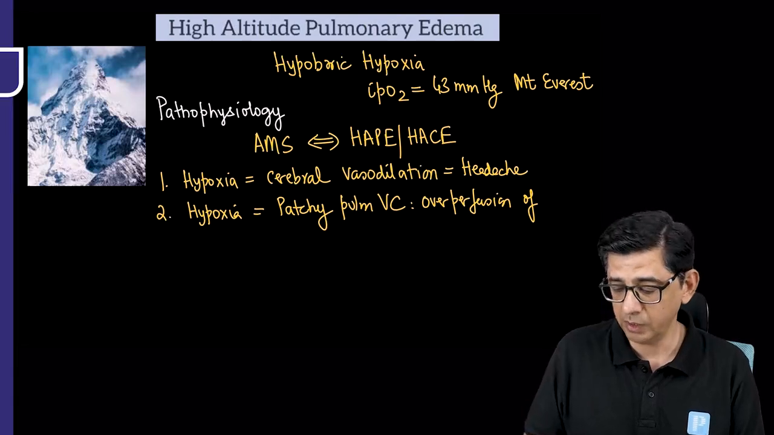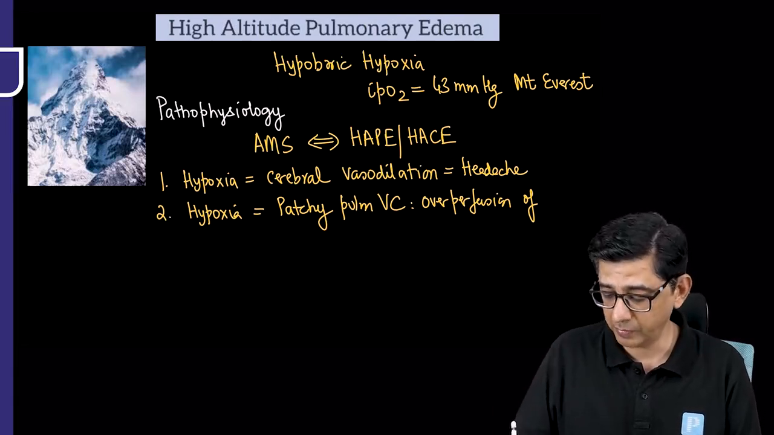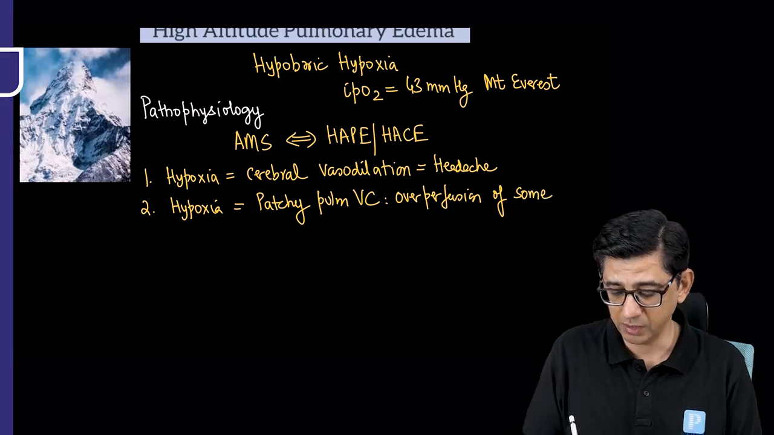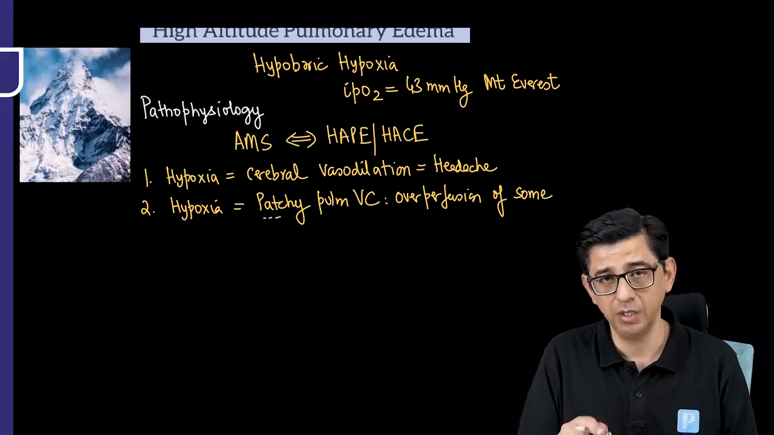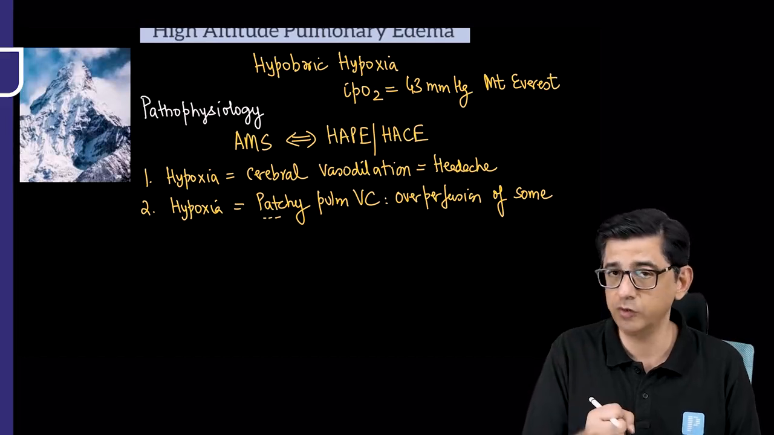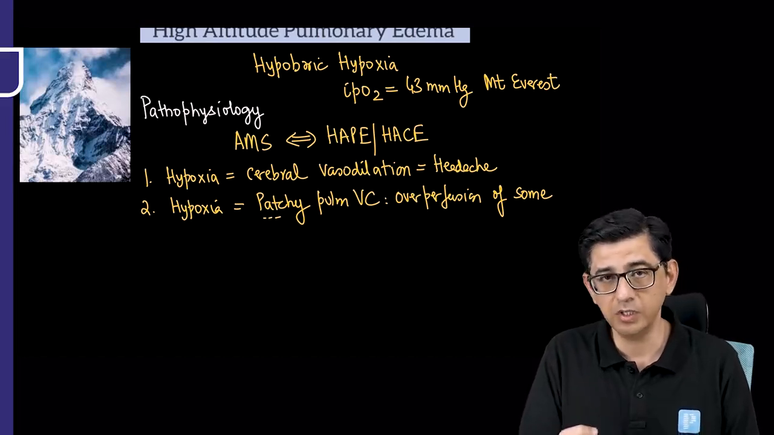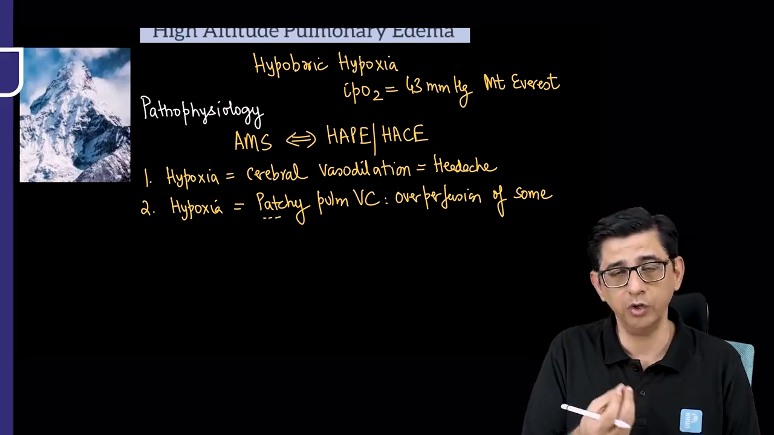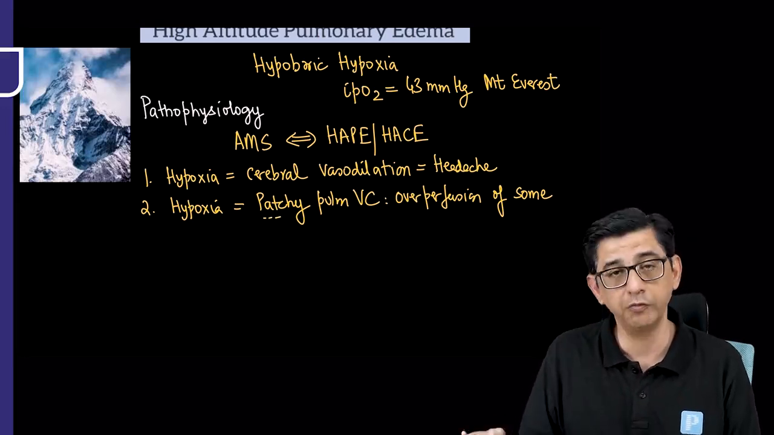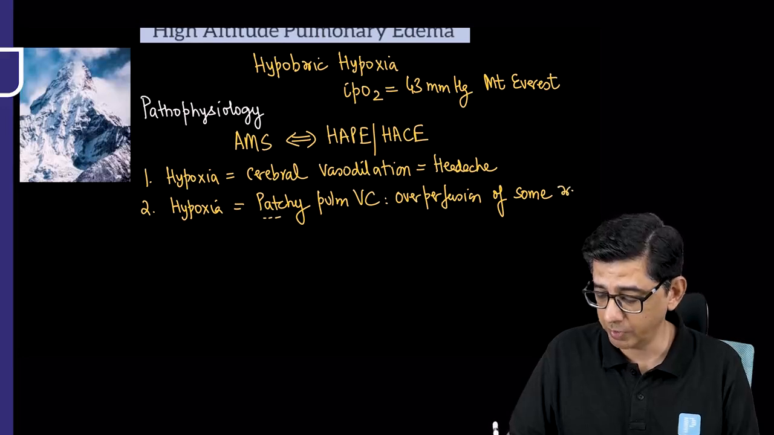See, what I'm saying here is a ventilation perfusion mismatch. They've documented in clinical studies that these patients develop patchy vasoconstriction. Some areas of the lung would be having vasoconstriction, and whenever there is a vasoconstriction, proximal to that, there would be increased pressure. That is, overperfusion of some areas of the lung might be present.